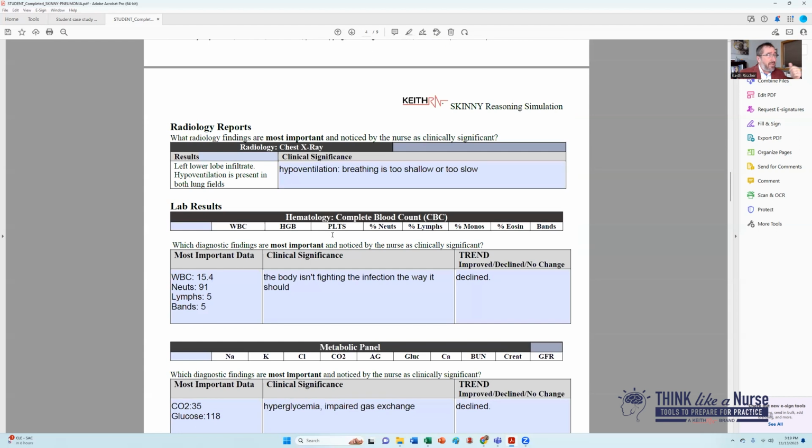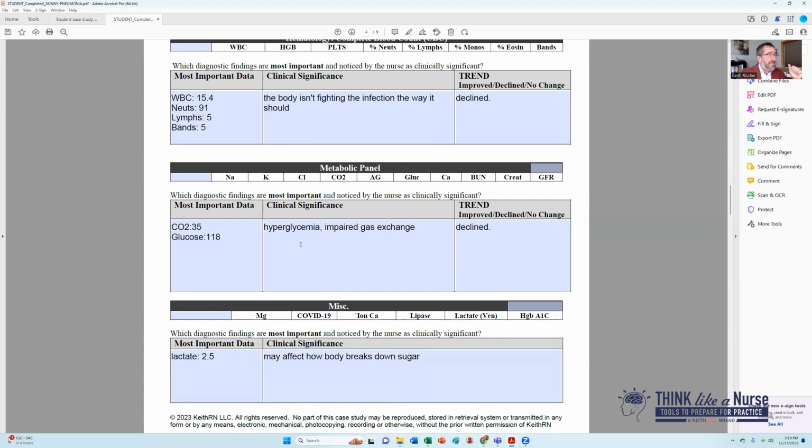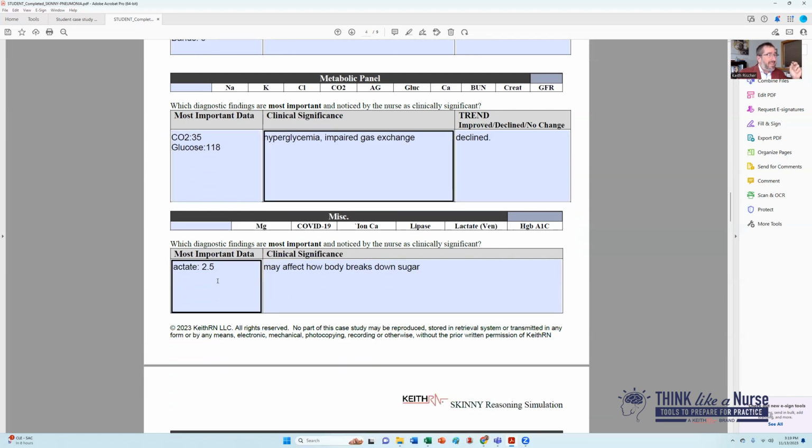So again, as we look at the white count, remember the white count was high, and again, noticing that the body's not fighting infection the way it should. You've got data related to the metabolic panel, the glucose, the CO2. The lactate is 2.5. This is really important to get inside a student's thinking. Look at her response: it may affect how the body breaks down sugar.